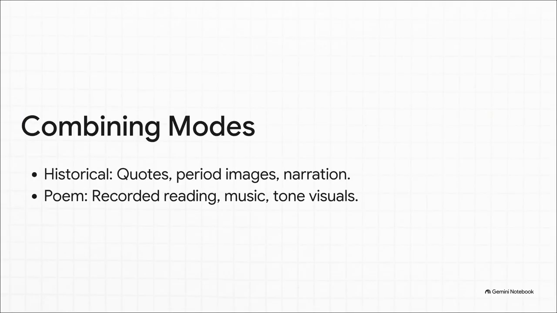Let's look at how this plays out with 2 very different assignments. If you're responding to a historical article, you might want to combine key quotes, maybe some black and white images from that specific time period, and a serious voiceover narration explaining the facts. But what if you're responding to a poem? Well, you need a completely different set of tools. You might combine a recorded reading of yourself actually speaking the poem, layer in some emotional background music, and use visuals that match the tone. See, different texts require completely different creative tools to communicate the right mood and facts.